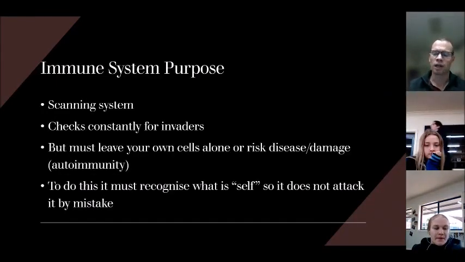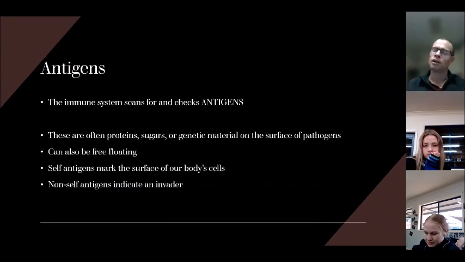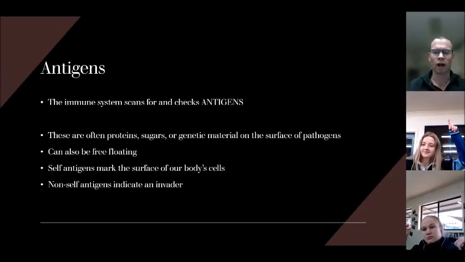So to do this, it must recognize what self is. How does the immune system actually know that the skin cells you've got, the heart cells you've got, all those cells are actually yours and not to attack them? A lot of that's done very early. The immune system is basically presented with the antigens that belong to you while you're a baby. As your immune system develops, it will be tested and shown these various antigens from around the body and go, yep, that's normal. That's mine. I shouldn't attack that.